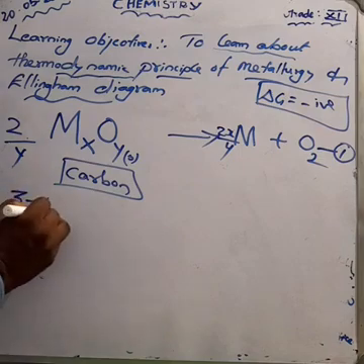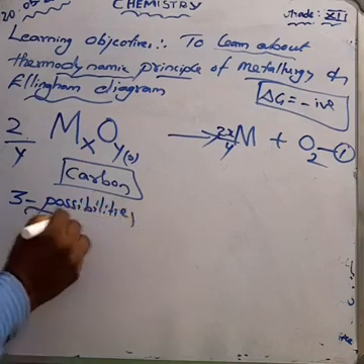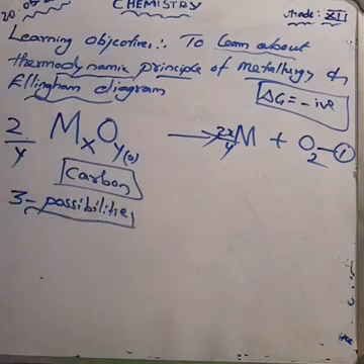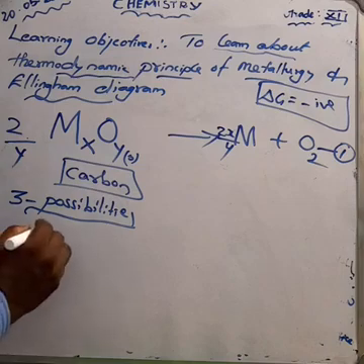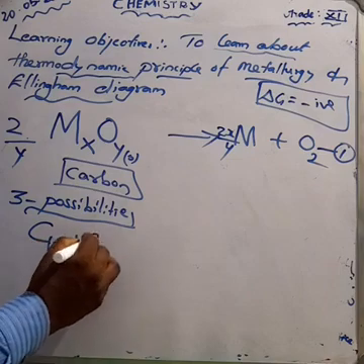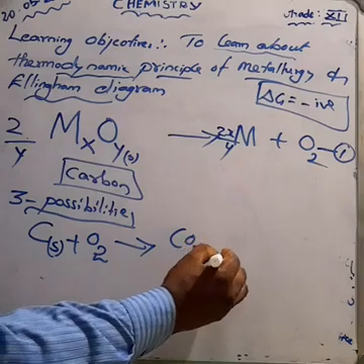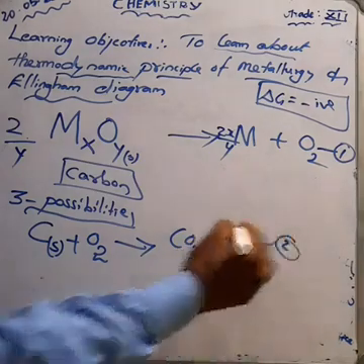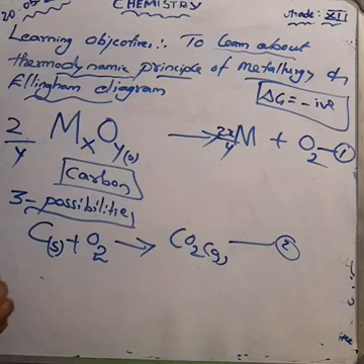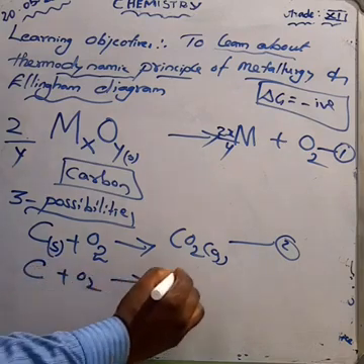What are the possibilities? The carbon is converted into carbon monoxide or carbon is converted into carbon dioxide. Anyhow, here we have 3 possibilities. What are the possibilities? Number 1 possibility is carbon combines with oxygen, we get carbon dioxide gas. This is equation number 2. Am I right? And next possibility, carbon combines with oxygen, we get carbon monoxide gas.